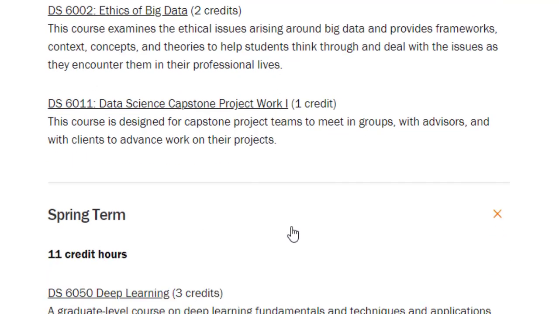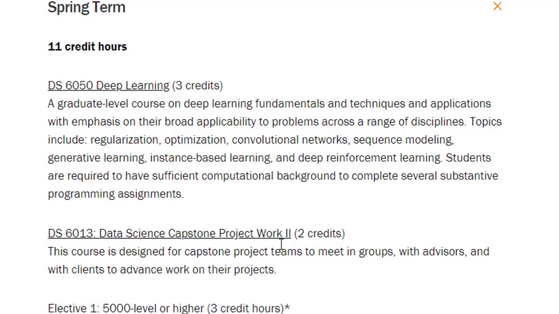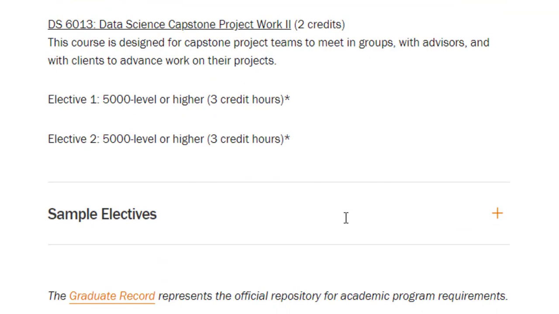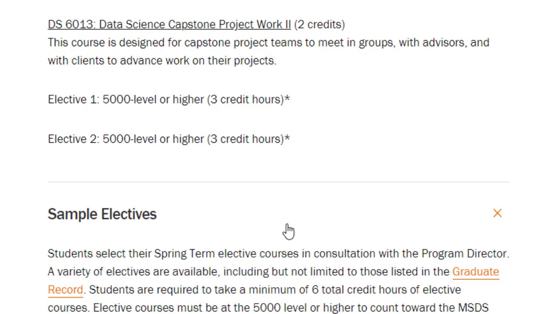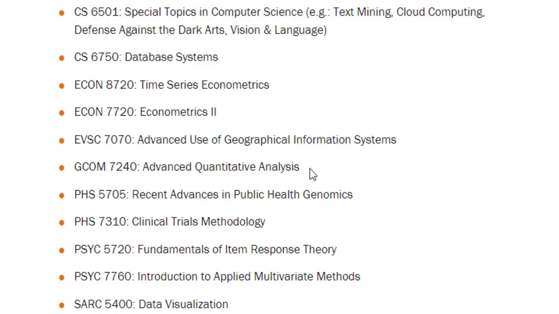In the spring semester, you have to complete 11 credit hours. 3 credits you have to complete from the deep learning course. 2 credits you have to complete from capstone project work 2, which is in fact a continuation of the previous capstone project that you were already doing in the fall term. And you have to select 2 electives, 3 credits each, from the sample electives that they have given. There are a lot of electives you can choose from. I will put this link in the video description, and you can choose whatever electives you want to study.